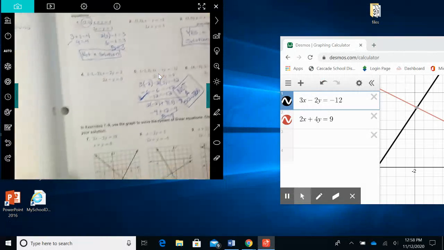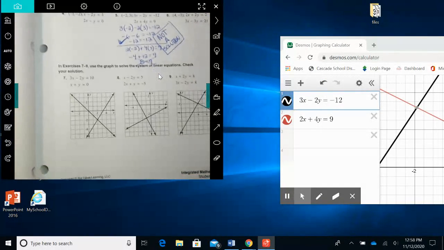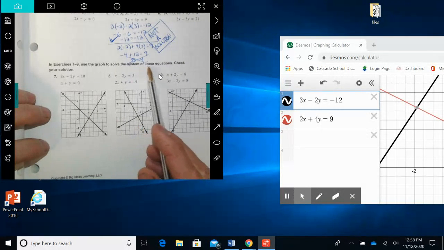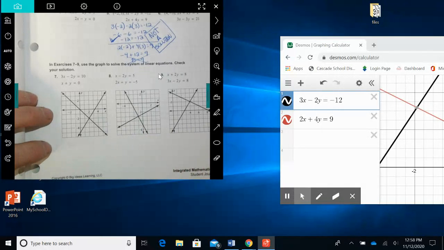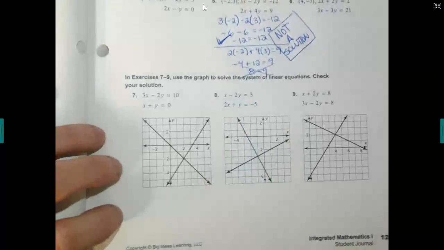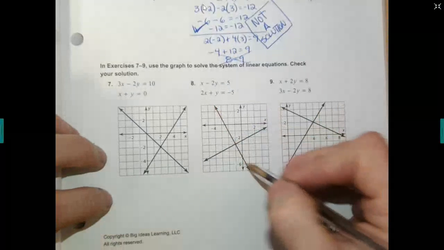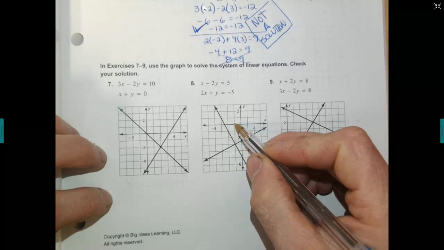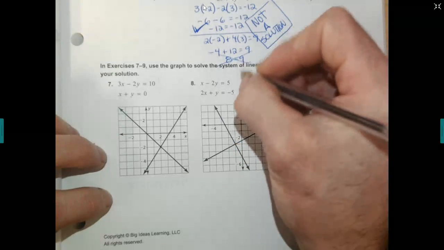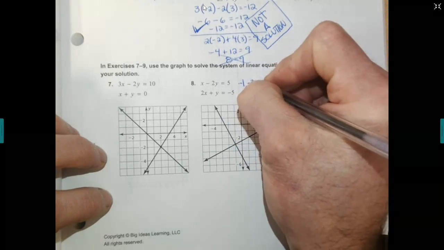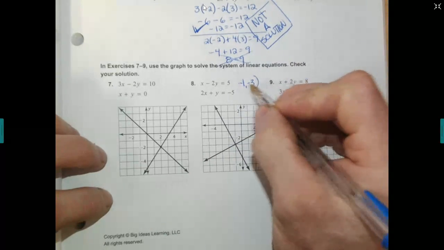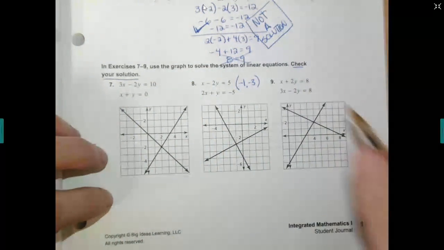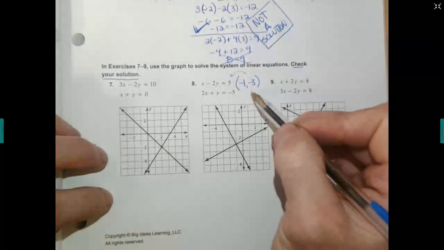Okay. Now what if we have these graphs? How do we do this where they're already graphed out? Use the graph to solve the system of linear equations. Check your solution. Well, we simply go to where they cross, and that should be our solution. So (-1, -3). Now, that's what I think it is, but it says we need to check our solution. How do we check our solution? We plug them back in.